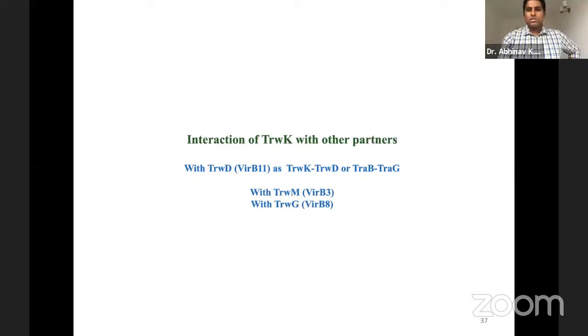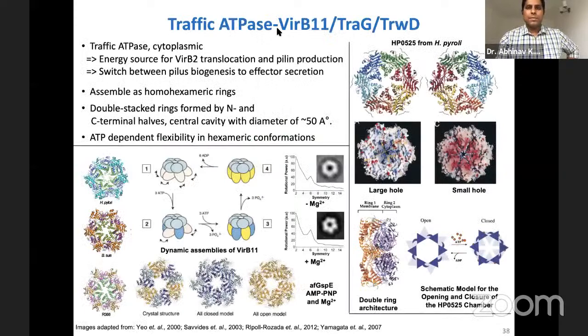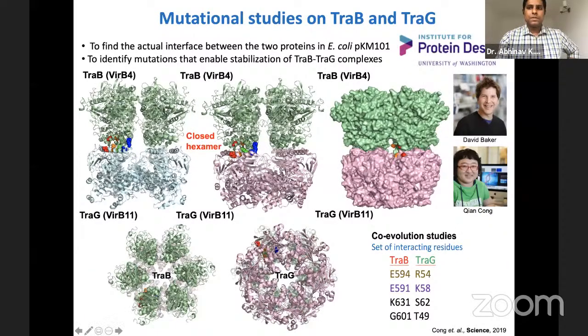And also, this is the first known example where two hexameric ATPases can come together on top of each other in two tiers and then work together to basically thread proteins and other substrates through them, something that's not known in nature and it's very novel. So this is the second ATPase, the B11 ATPase, which is called the traffic ATPase. We expect it can also close and then bind at the bottom of the B4 to form something like this.